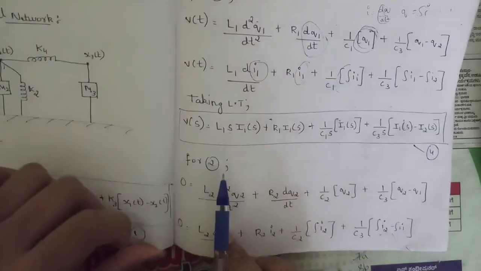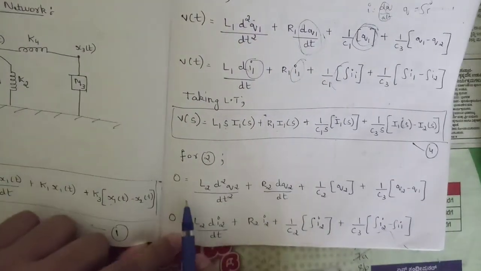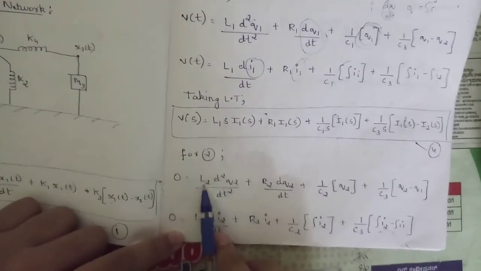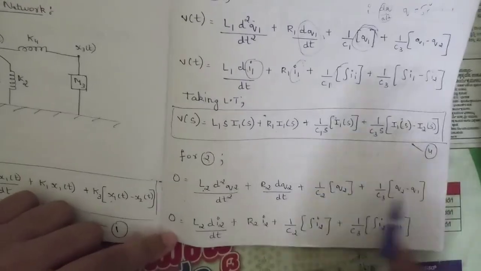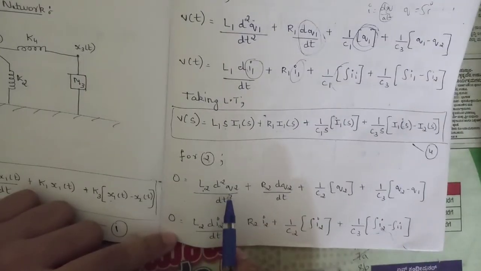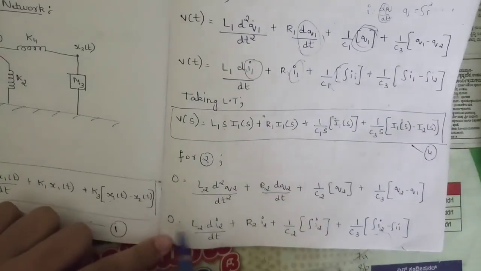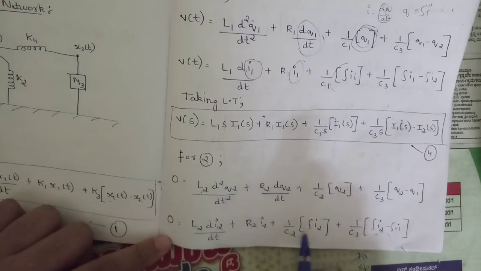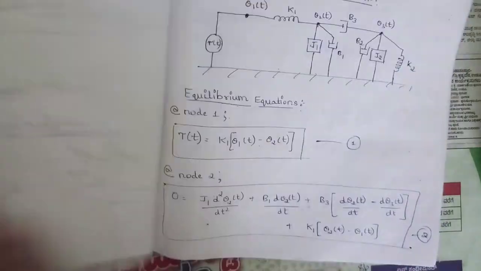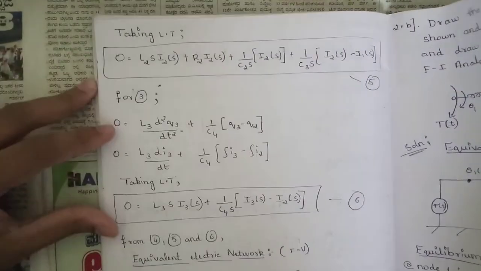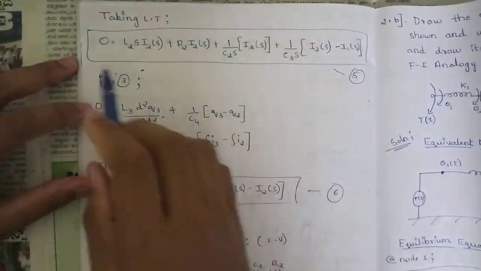Similarly for the second equilibrium equation, for equation 2, do the substitution. In place of M it is L, B it is R, and K it is 1 by C. All the substitution I have done. Okay, and in place of displacement I have written the charge, whichever the charge present. Then I have taken the substitution here, L2 di2 by dt plus R2 I2 plus 1 by C2 integration of I2 plus 1 by C3 integration of I2 minus integration of I1. Okay, then again take the Laplace transform.